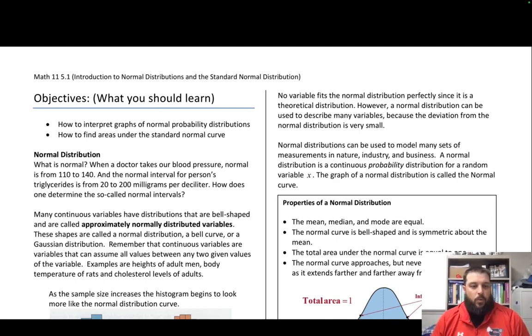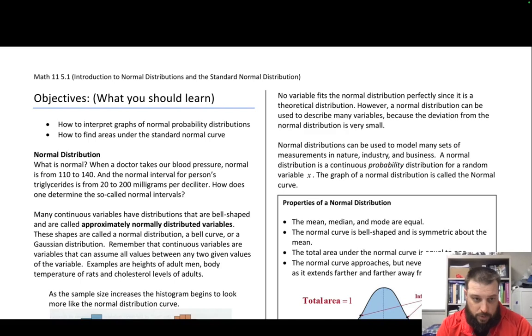All right, 5.1 notes. We're going to look at how we interpret graphs with normal probability distributions. We're going to use this normal distribution, our z-scores and standard deviations, in terms of finding probabilities of events happening, and in that, finding areas under the normal curve. So what is a normal distribution?